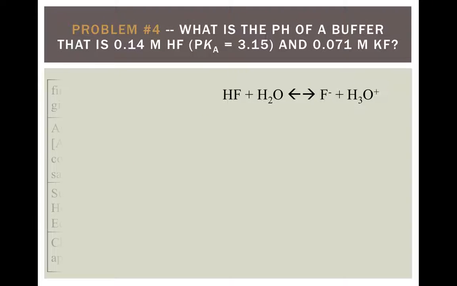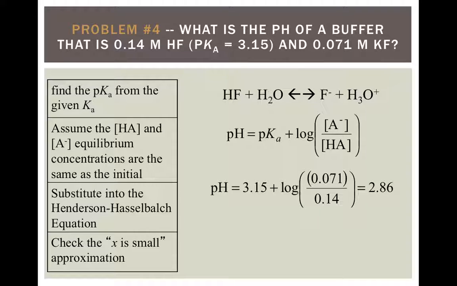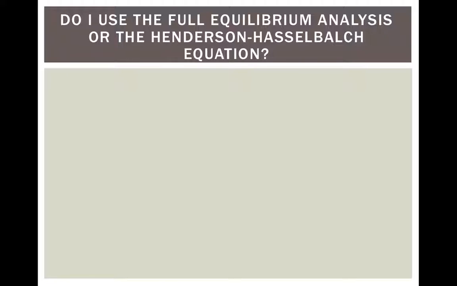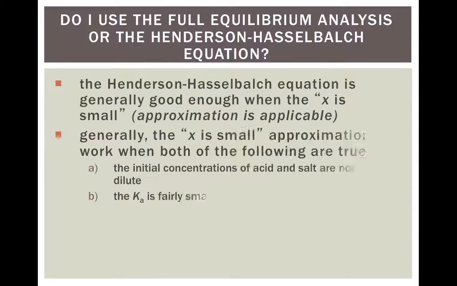We're going to do the same thing with the other problem using Henderson-Hasselbalch. So we're just plugging it in. Notice this one actually gives you the pKa, so you don't even have to calculate it. And then you get your pH of 2.86. So which one do you use?